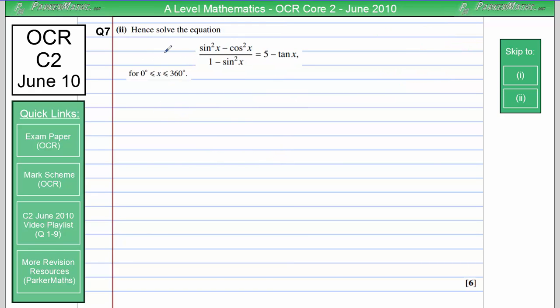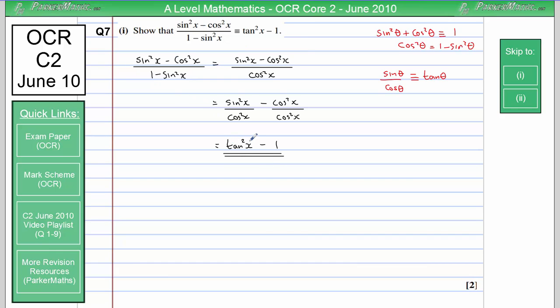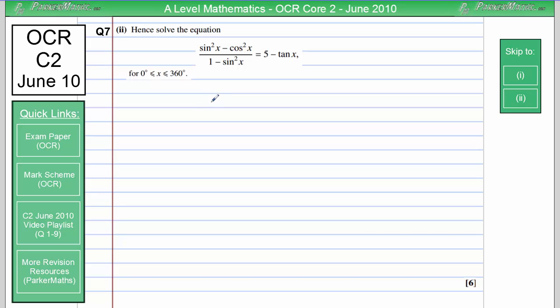Part 2 says, hence solve the equation sine squared x minus cos squared x, all divided by 1 minus sine squared x equals 5 minus tan x. Well, remember in the last part of the question I showed the left hand side here is equal to tan squared x minus 1. So the first thing I'm going to do is rewrite this equation as tan squared x minus 1 equals the right hand side.